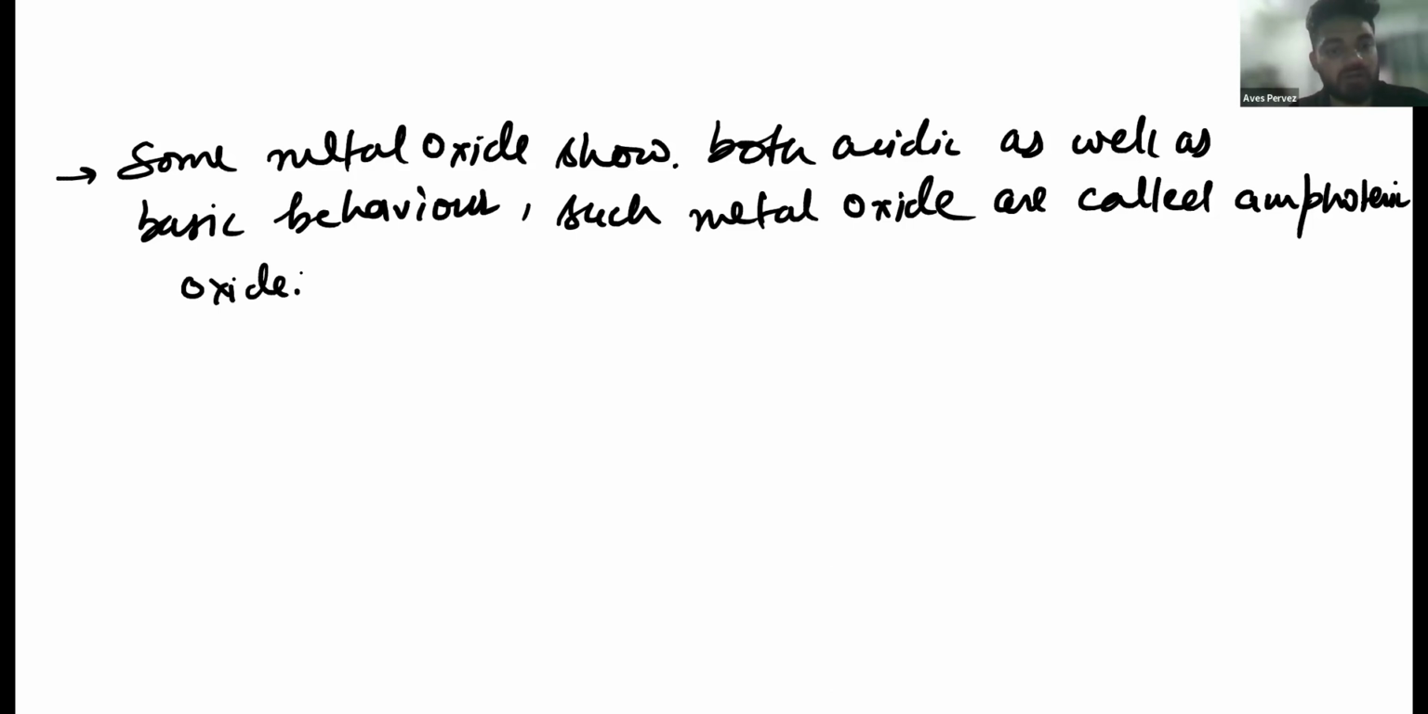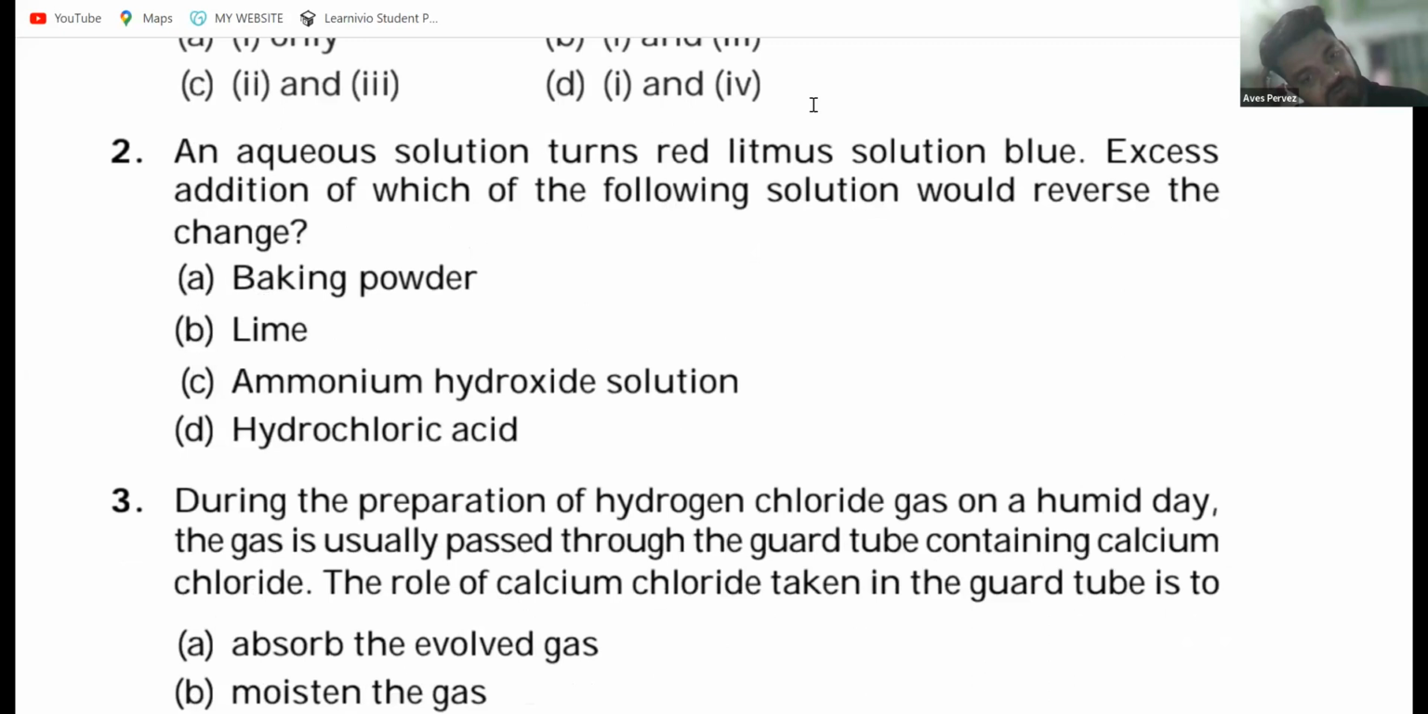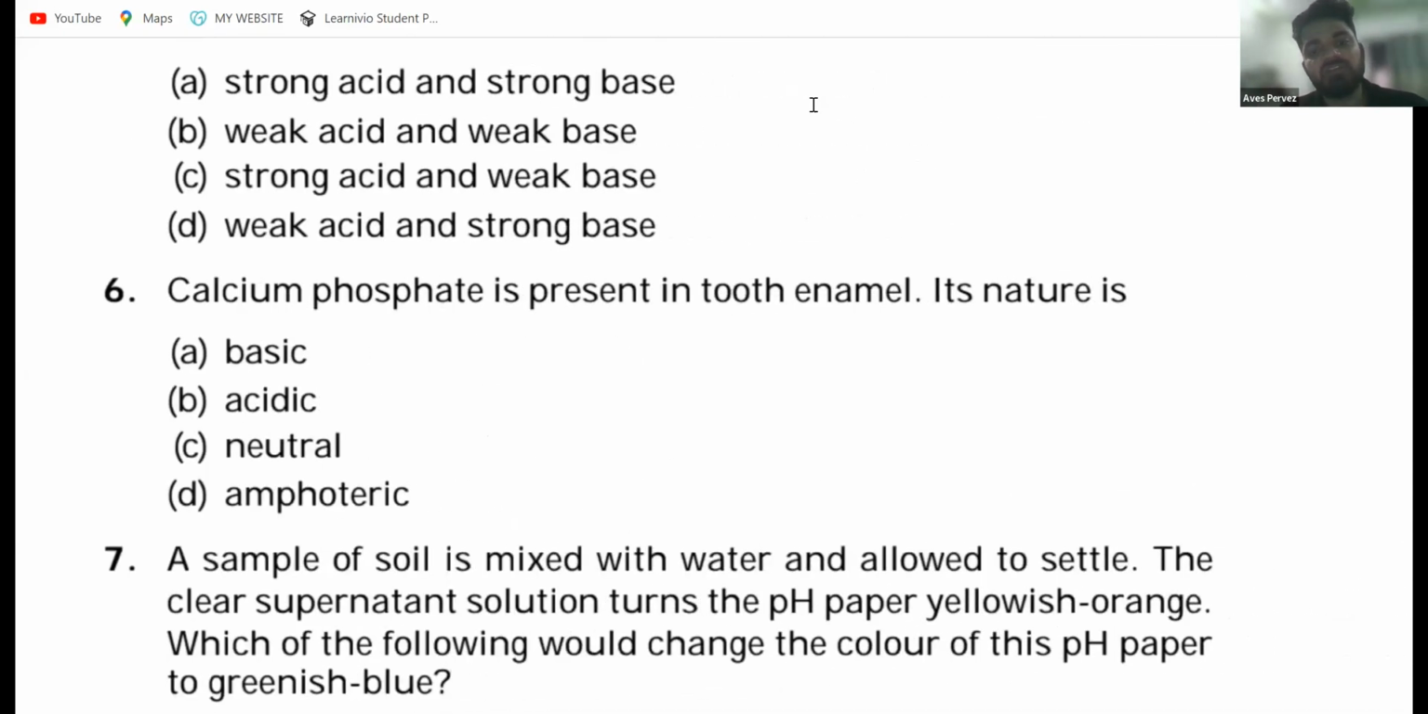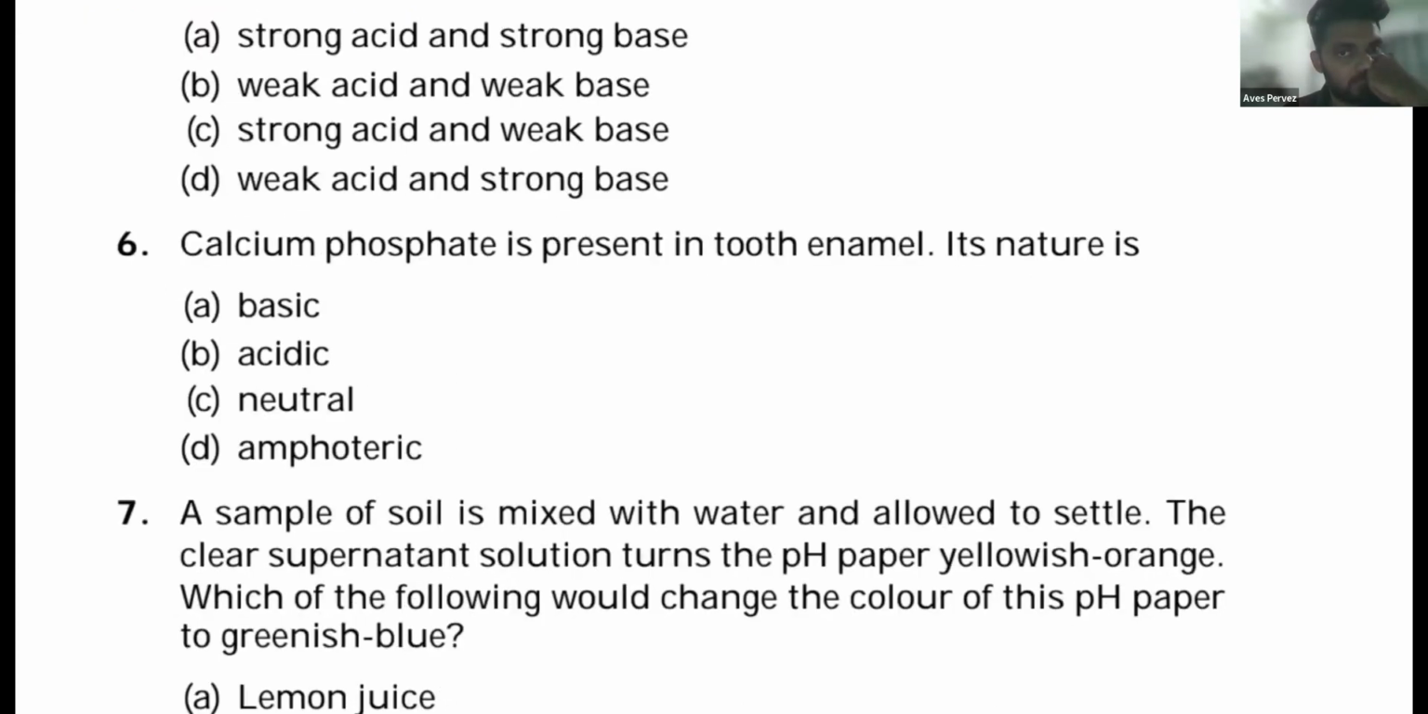Let's do a question related to this topic. Okay, students, tell me: calcium phosphate is present in tooth enamel. Is it basic in nature, acidic, neutral, or amphoteric? Are you doing the homework that I used to send you? Calcium phosphate is present in tooth enamel. Its nature is basic, acidic, neutral, or amphoteric. Basic, sir. Yes, basic nature.